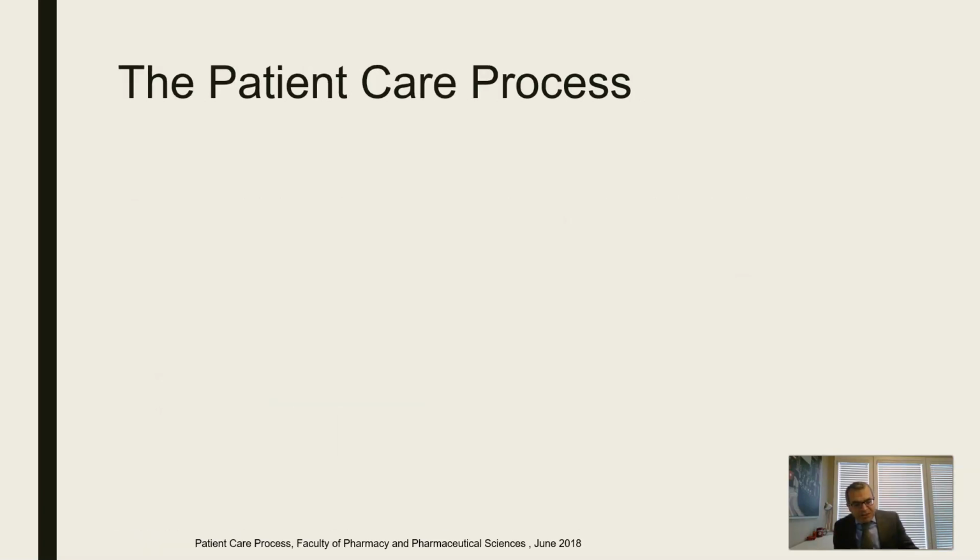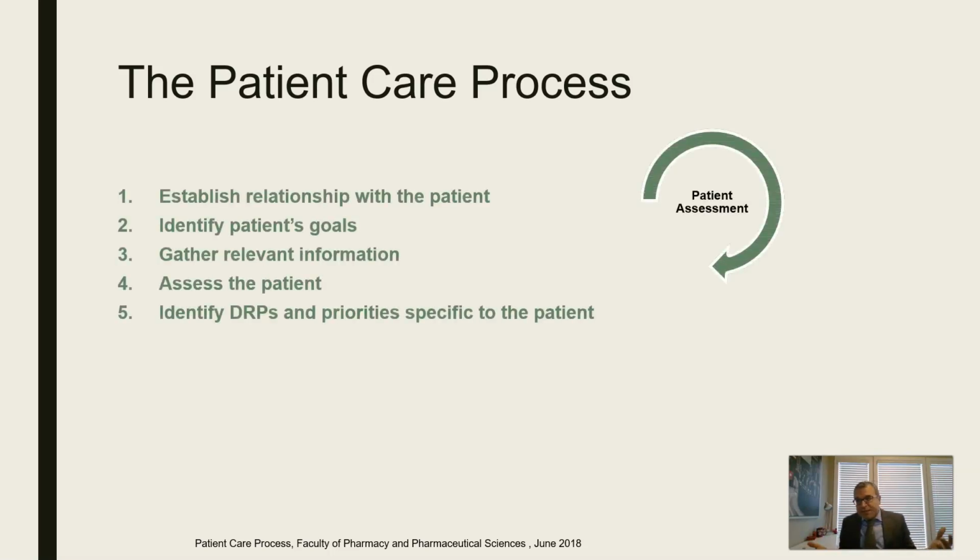So what's the patient care process? There are three parts. Mainly, the first one is the patient assessment. When you see a patient, you establish a relationship with the patient. Hi, my name is Sherif. I'm your pharmacist here. How can I help you? And then you discuss with the patient to try to identify why the patient is here, so identifying the patient goals. This is followed by gathering relevant patient information, like a patient history and so on. And after you gather all the information, you assess the patient. Based on that, you will identify the DRPs, or drug-related problems, and then set the priorities specific to that patient.